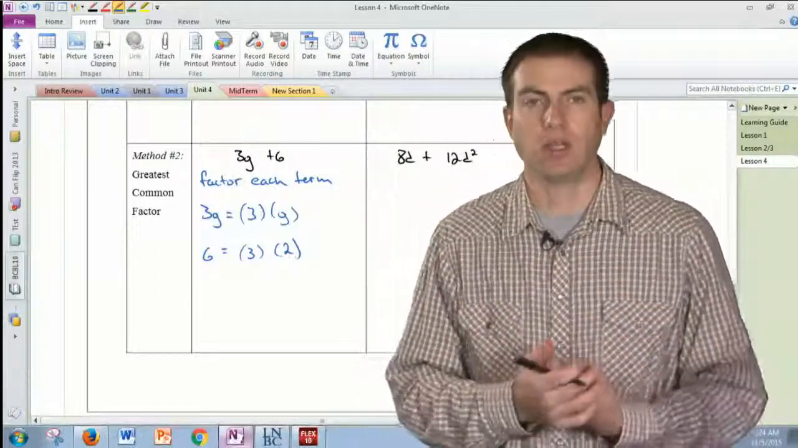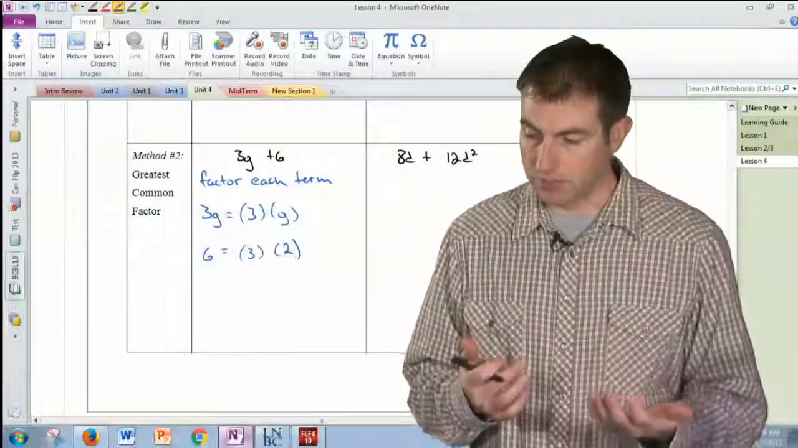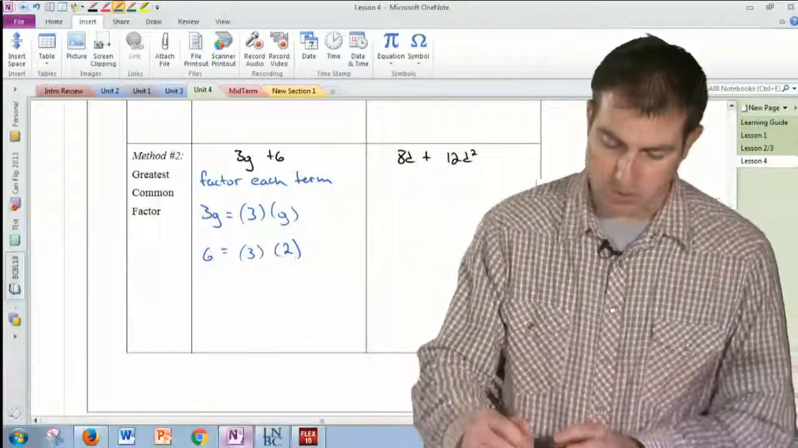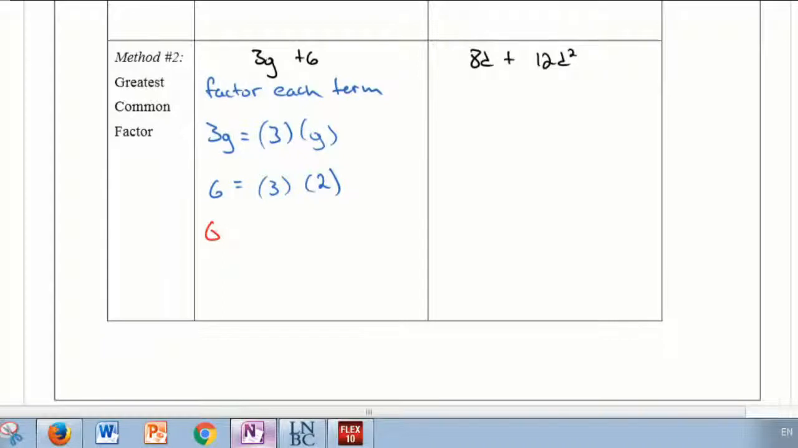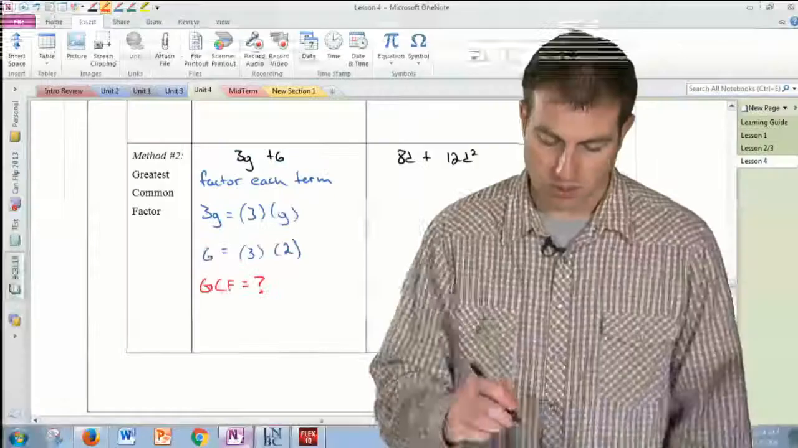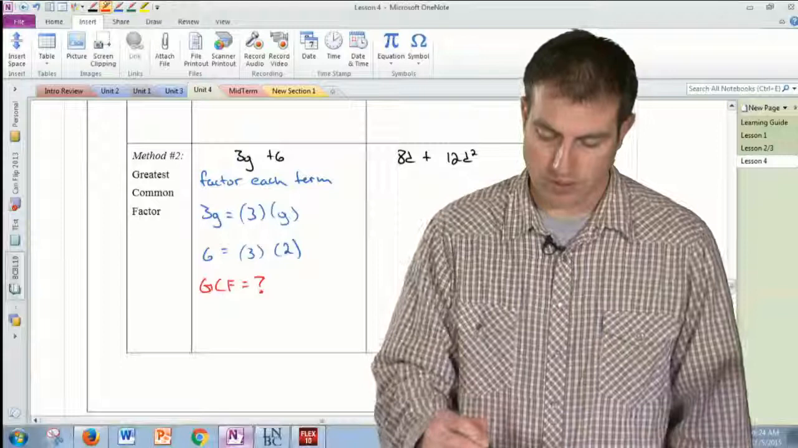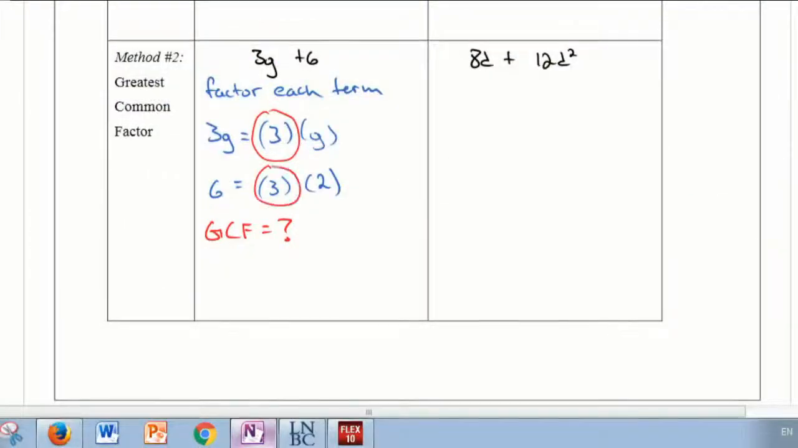And now I need to say, okay, what is the greatest common factor? The greatest common factor between these two things. We wrote that as the GCF. What is it? What do both of these things share? Both terms. If I look really carefully, I see that they both have a 3 in them. So do they both share a g? Nope, only my first one has a g. How about the 2? Do both terms have a 2? Nope, only the second has a 2. So the greatest common factor is just going to be 3.